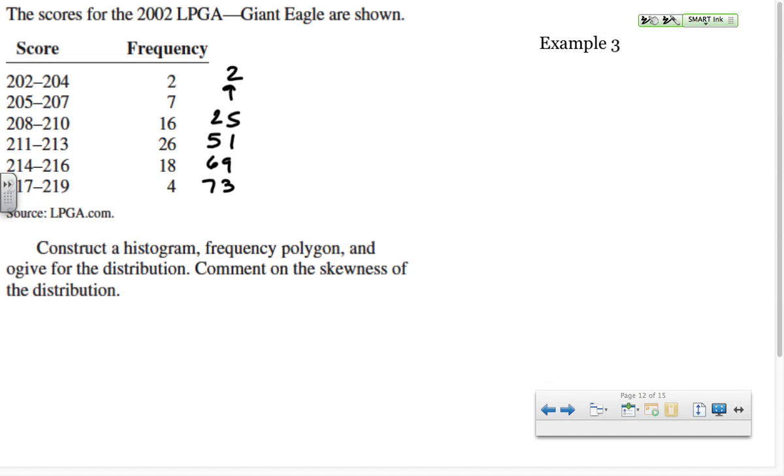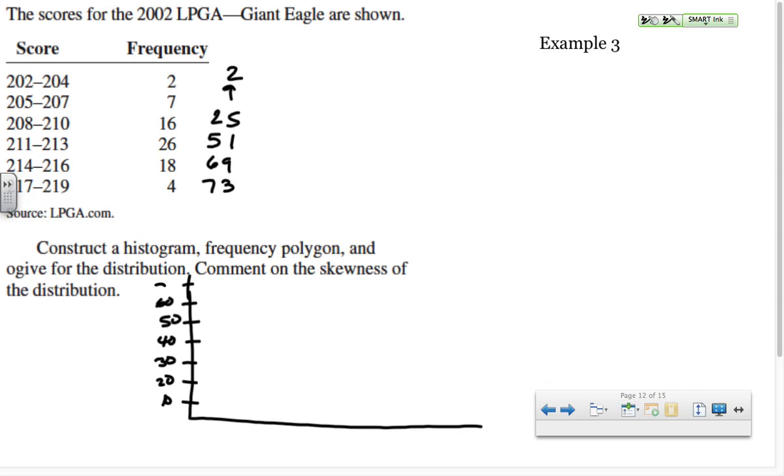Okay. So when I do this, my scale is going to be a little bit different. Because I have to go all the way up to 73, I'm going to go up by tens this time so that I can make sure that I have enough space for everything. 10, 20, 30, 40, 50, 60, 70, and 80.